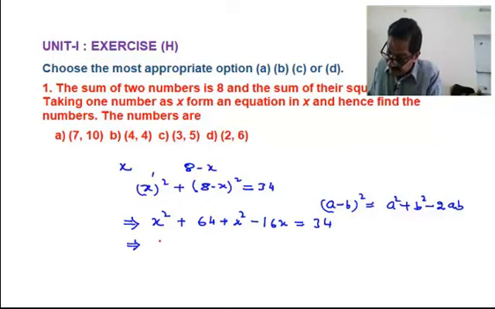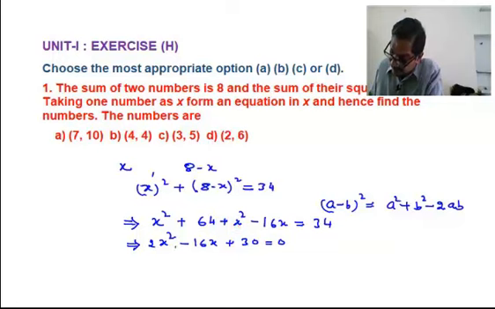Simplify this. So this gives us x square plus x square, so it is 2x square minus 16x, 64 minus 34 is 30, and this is equal to 0. How have we obtained it? x square plus x square is 2x square, minus 16x has come as it is, 64, and when 34 comes on the left hand side, it will be of minus sign. So 64 minus 34, we are left with 30.